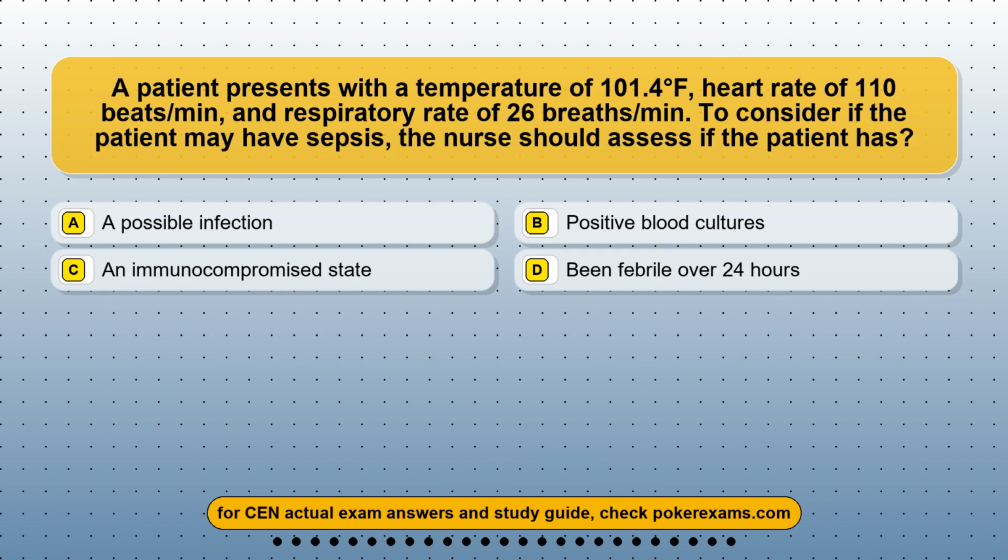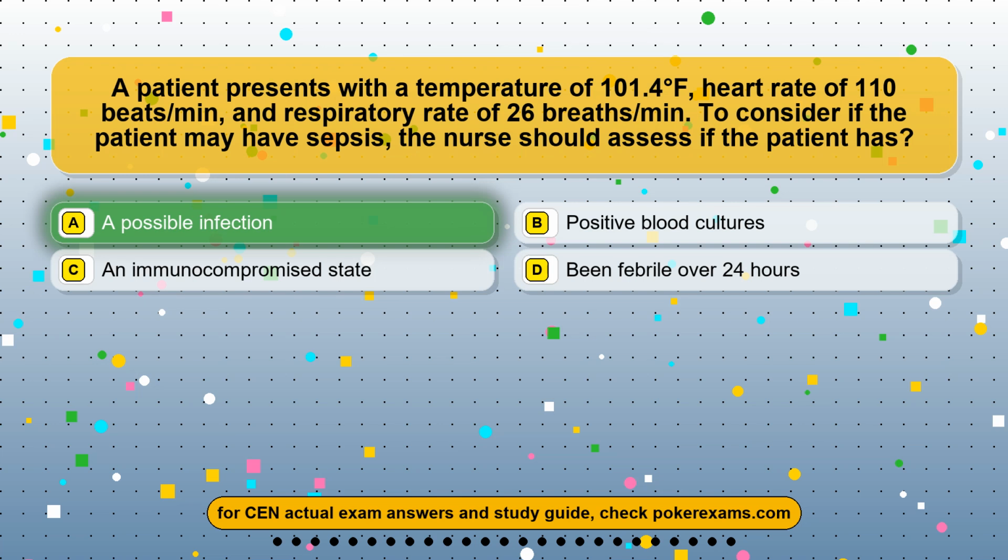Question 21. A patient presents with a temperature of 101.4 degrees Fahrenheit, heart rate of 110 beats/min, and respiratory rate of 26 breaths/min. To consider if the patient may have sepsis, the nurse should assess if the patient has Option A, a possible infection. Option B, positive blood cultures. Option C, an immunocompromised state. Option D, been febrile over 24 hours.